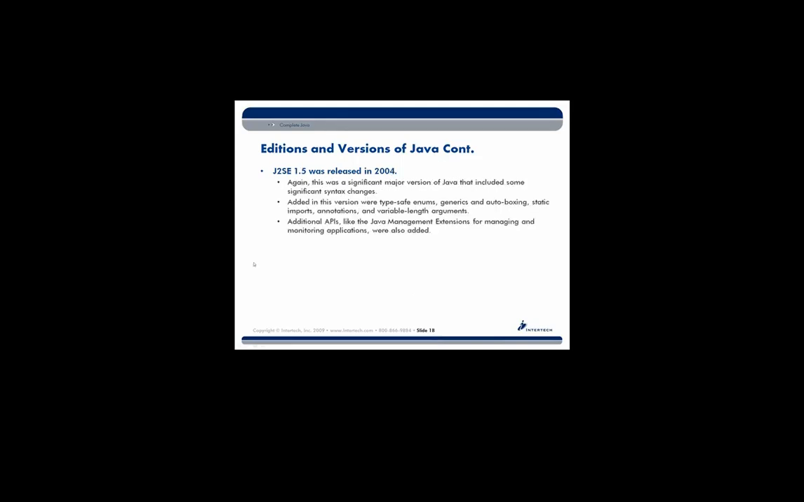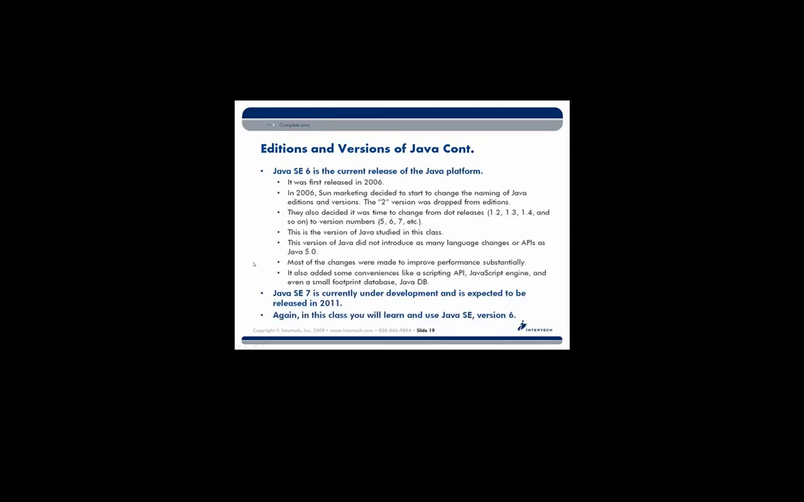In 2004, J2SE 1.5 was released, and again, this was also a significant major version of Java. There were some significant syntax changes. There were things that were added to the language, such as type-safe enums, generics, auto-boxing, static imports, etc. We'll be discussing many of these things throughout this course. Additional APIs like the Java Management Extensions for managing and monitoring applications were also added.